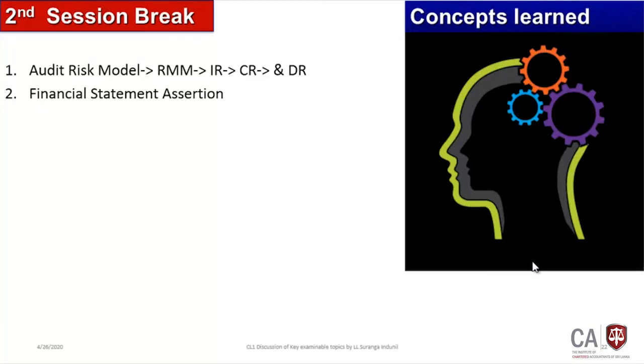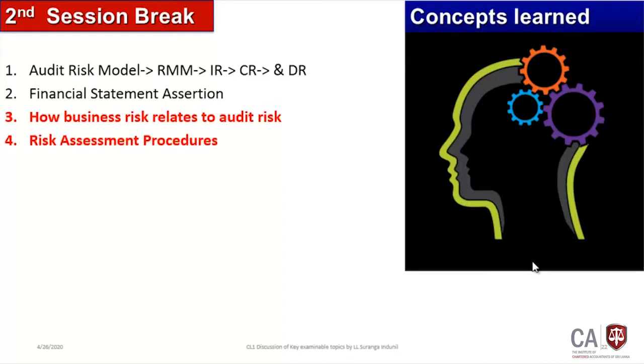So, we have covered the second item, financial statement assertion, which is a very important thing, and how we connect business risk to audit risk, the risk assessment procedure. This is my last explanation in the previous video about auditing standard number 315, identifying and assessing risk through understanding the entity and its environment. And then we looked at significant risks, those risks that require special attention. And now let us discuss the next important part of auditing.